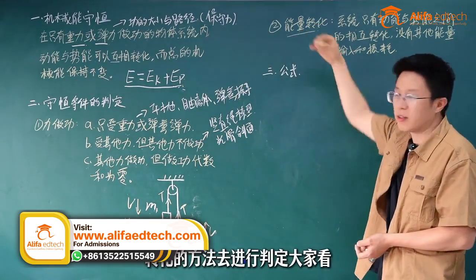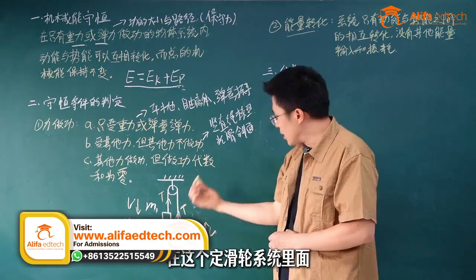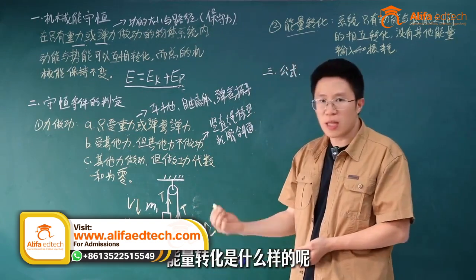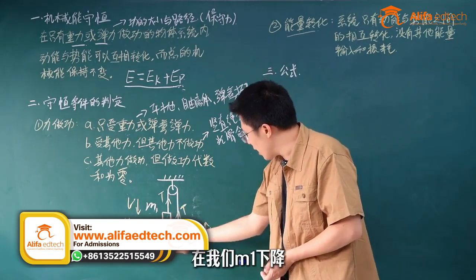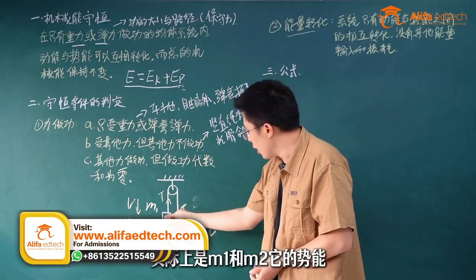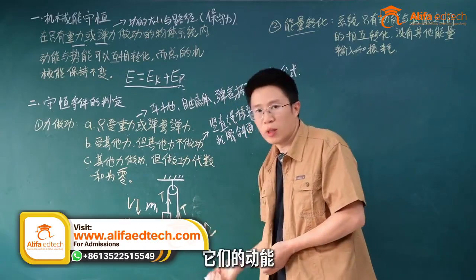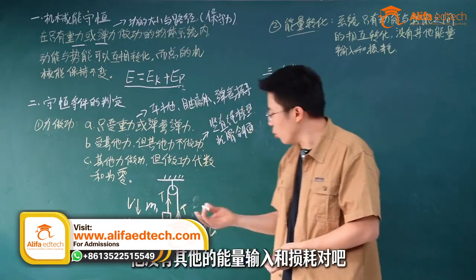In fact, we can also use the method of energy transformation to analyze it. Take a look at this fixed pulley system. As the objects move, what kind of energy transformation is taking place? When M1 descends and M2 rises, what's actually happening is that the potential energy of M1 and M2 is being converted into their kinetic energy. There is no other energy input or loss, right?